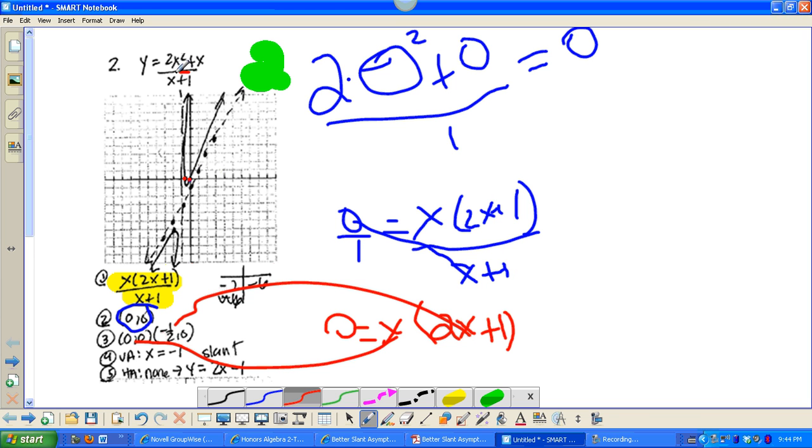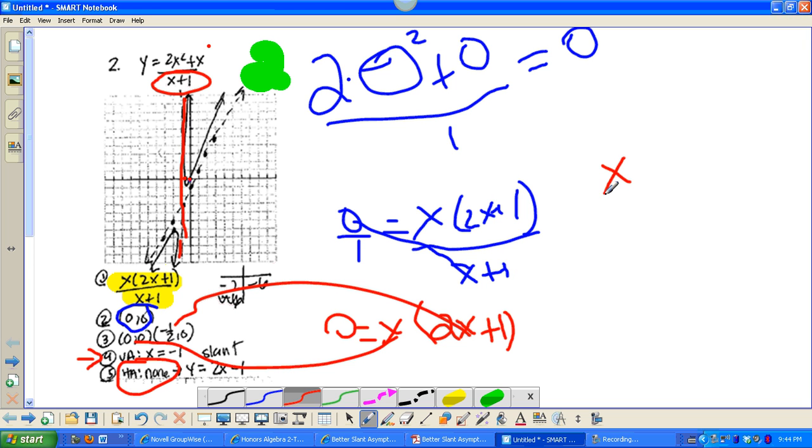Because I can't divide by 0 when x is equal to negative 1, I have a vertical asymptote. So this is right here where x is equal to negative 1. And then because the numerator has a degree of 2 and the denominator has a degree of 1, I don't have a horizontal asymptote. But in order to get the slant asymptote, I had to divide.